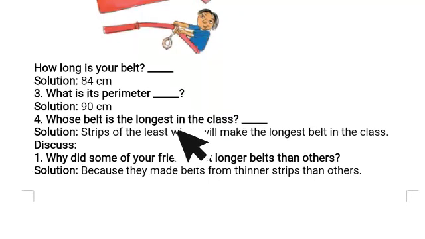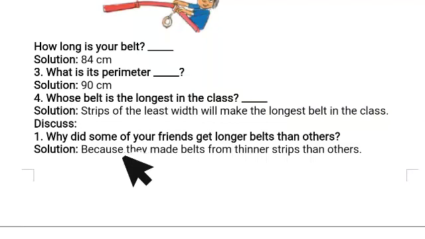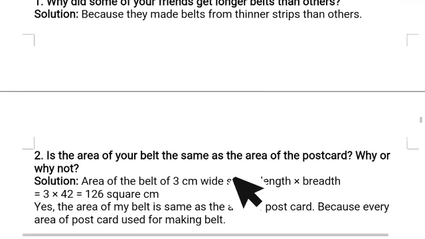Whose belt is the longest in the class? The strip of the least width will make the longest belt in the class. Why did some of your friends get longer belts than others? Because they made belts from thinner strips than others.